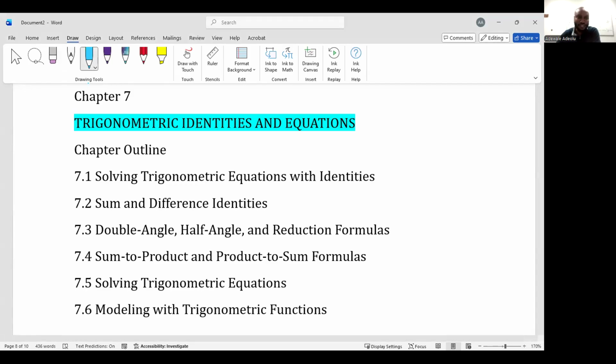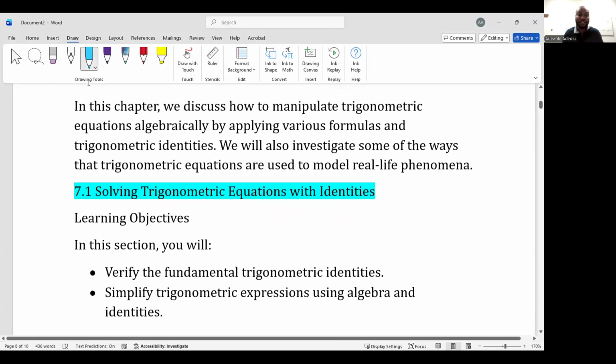We'll be studying chapter 7 in our textbook today, and we will be going through solving trig equations with identities. So we'll be returning to the study of identities. We will also look at sum and difference identities, study double angle, half angle, and reduction formulas, sum to product and product to sum formulas. Then we will solve trig equations and also model with trig functions. So let us start.